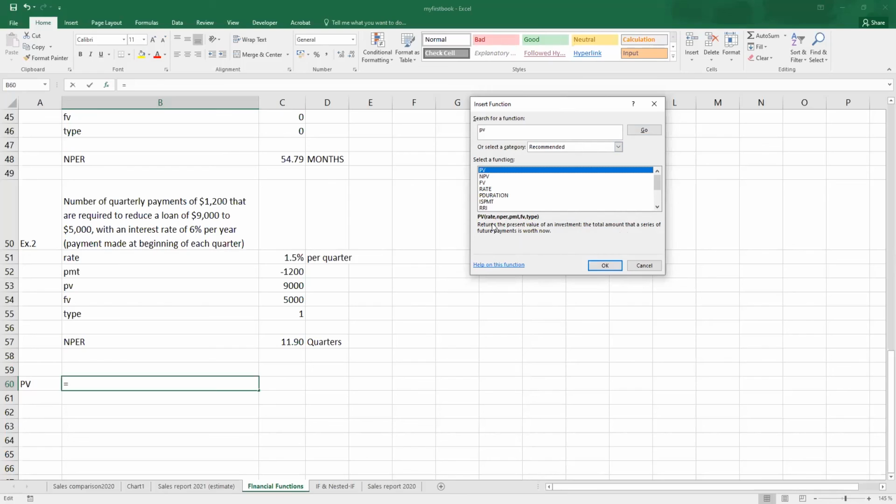For this kind of function, it also requires 5 arguments as well: rate, NPER, PMT, FV and type. The first example that I will show you is an example about saving in terms of an insurance policy, in terms of insurance for saving.